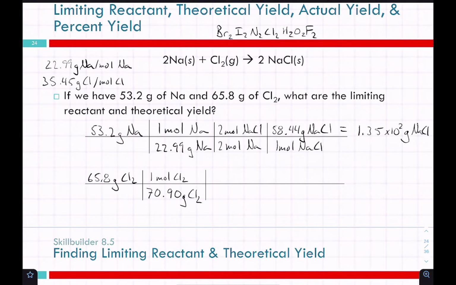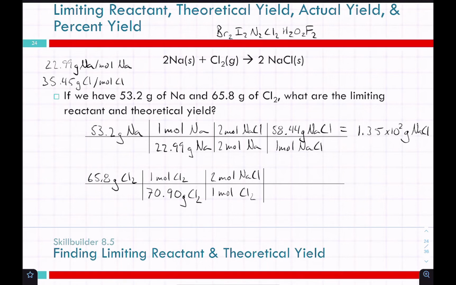And then, so now we've got moles of chlorine. How do we get from moles of chlorine to moles of sodium chloride? We have 2 moles of sodium chloride on top and 1 mole of chlorine on the bottom, right? Yep.